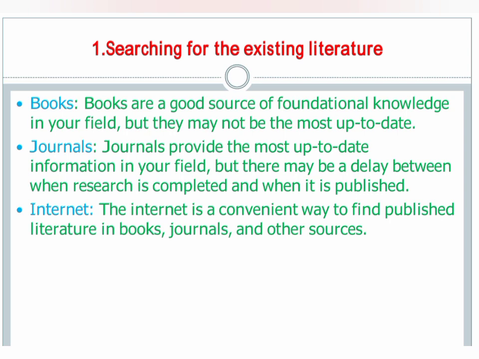The next one is the internet. We can search through the internet about our particular area. The internet is a convenient way to find published literature in books, journals, and other sources. And if you want to know anything in detail about a particular topic in your literature survey, we can also go through the internet. It provides a lot of information to all users around the world.